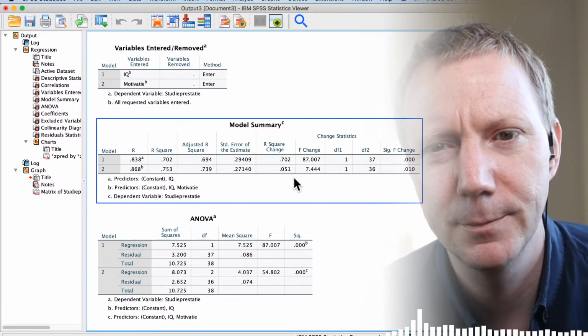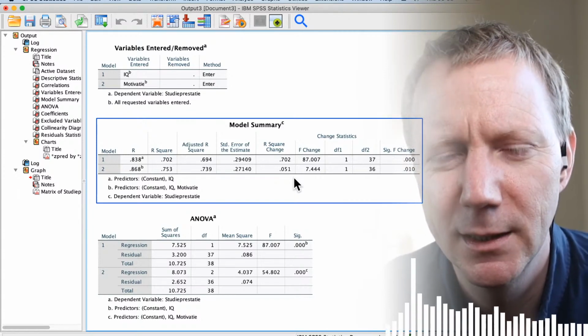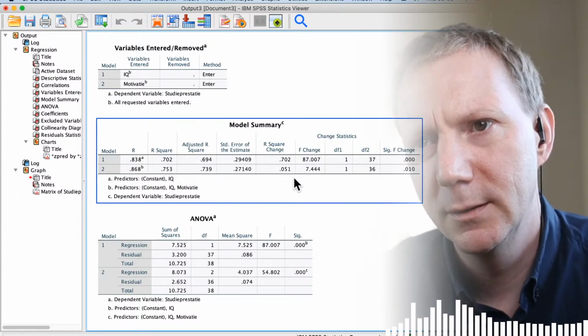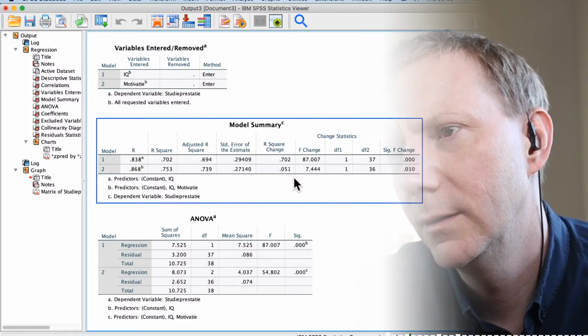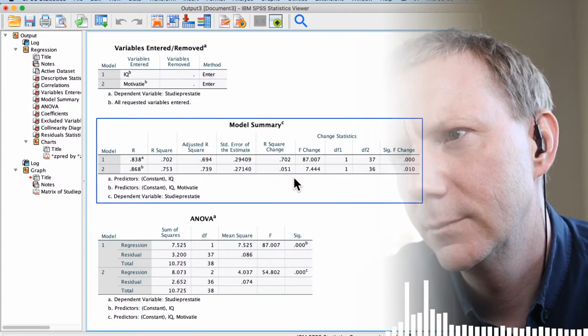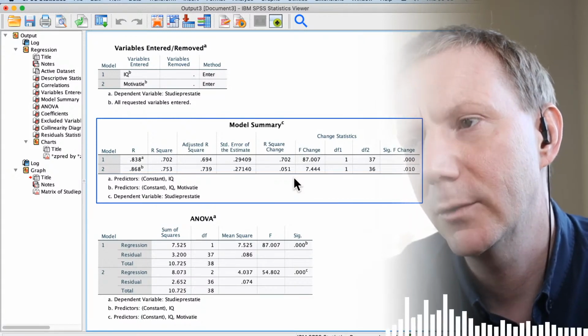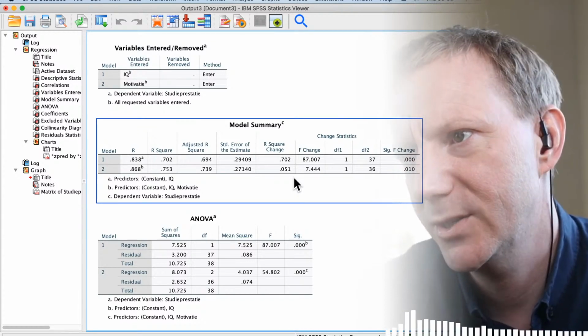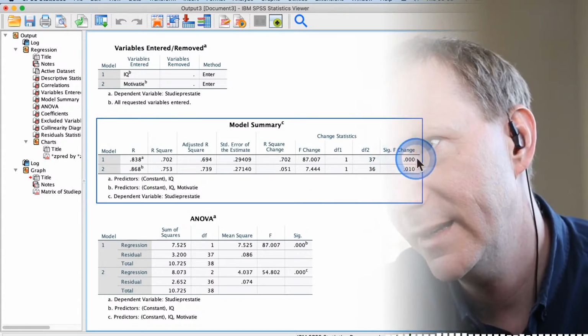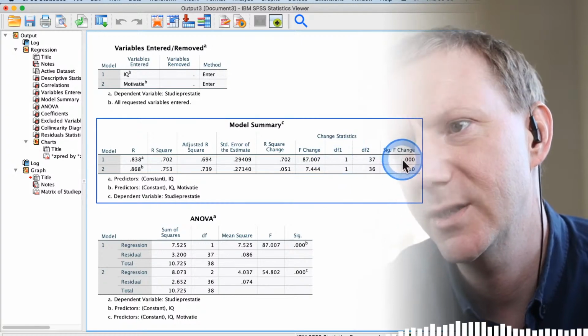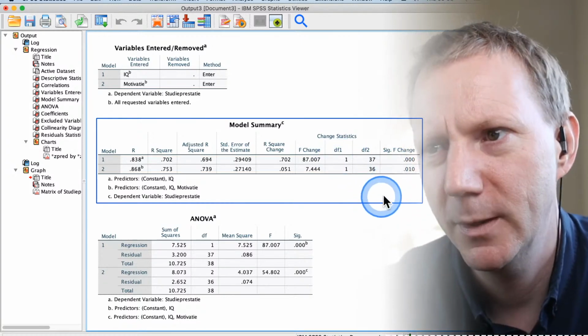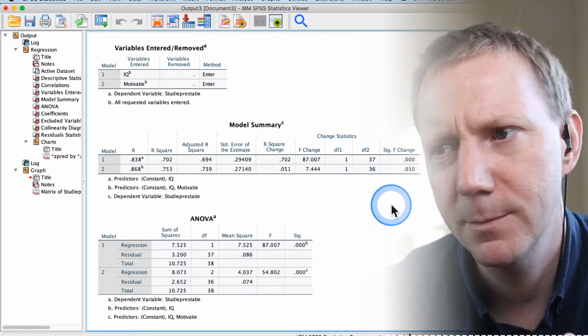You had a question. Go ahead. The first significant F change will always be 0 because you don't compare anything. Yeah, so of course. You're talking about this line. This is always 0, because it's not compared. Okay, thank you. You're welcome. Was there another question?